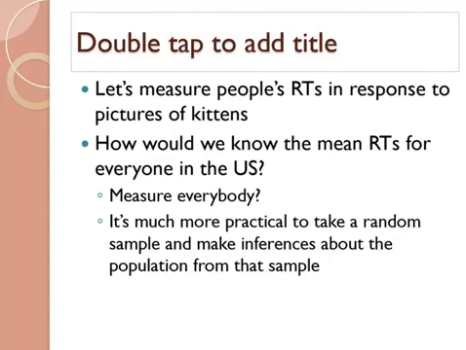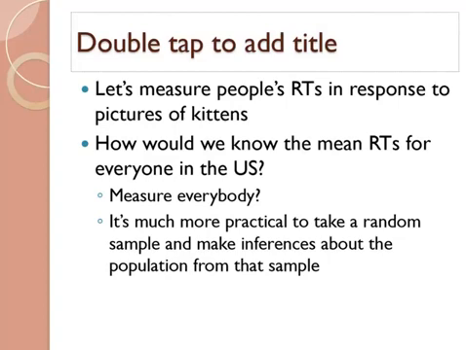Well, one way you can do that is to measure reaction times in response to kitten pictures for everybody, right? Every single living adult, right? So you take the sum of their reaction times and you would divide that by the total number of adults in the United States, right? Is that practical? Well, it's a rhetorical question, right? Obviously, it's not practical, right? In order to find the true mean reaction time in response to cat pictures, you'd have to measure every single adult in the United States.